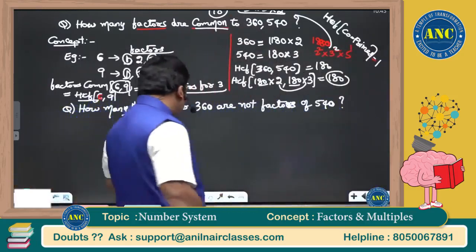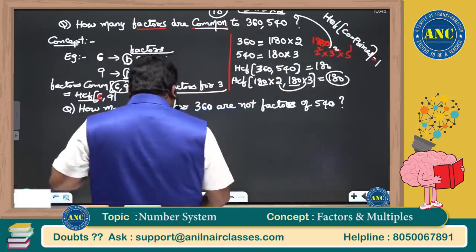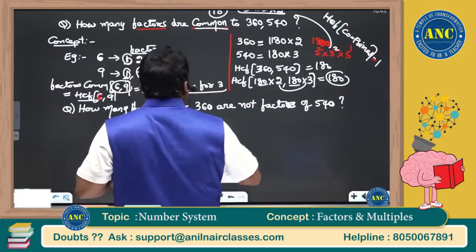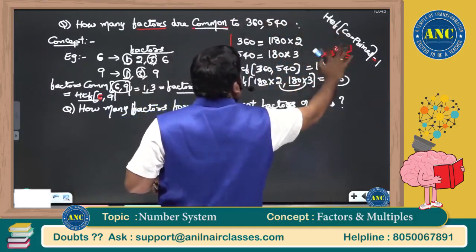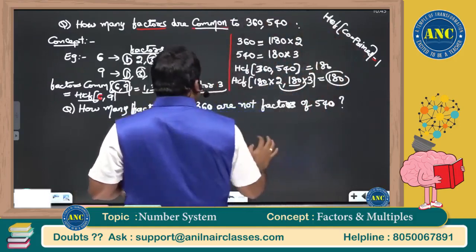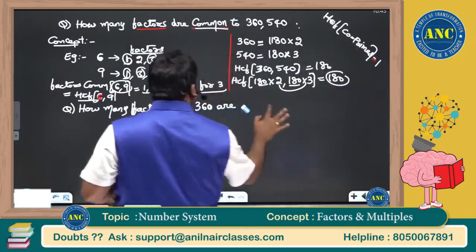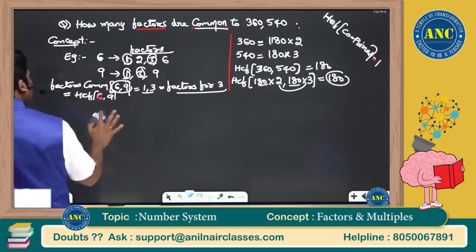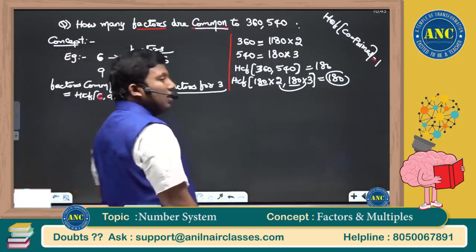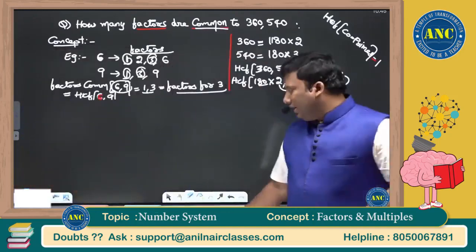I think if it is not visible, let me write it down. 1 minute, sir. I'll write it here. This question, we will do it in the next slide once we understand the concept. So 360, 540, it is 180.